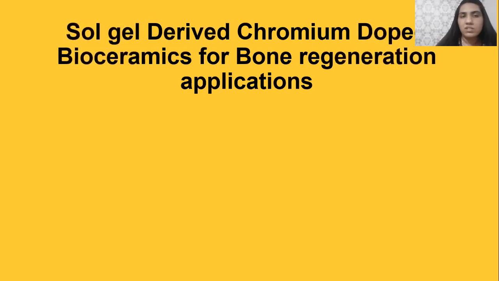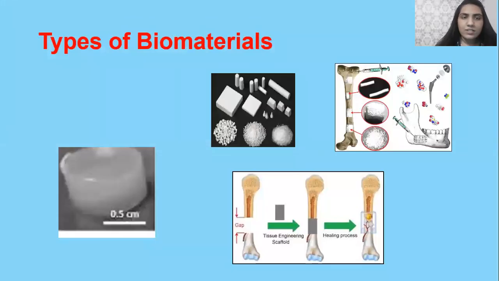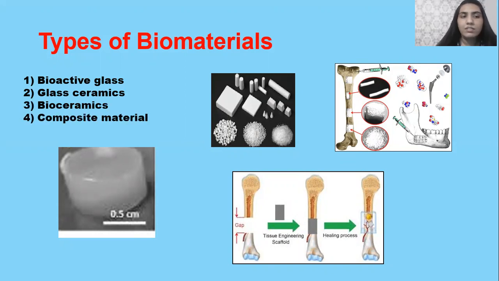Today we are going to discuss Sol-Gel derived chromium-doped bioceramics for bone regeneration applications. What are the types of biomaterial? First, bioactive glass; second, glass ceramics; third, bioceramics; and last one is composite material, which is a blending of polymer and biomaterial, that we're going to discuss later on.